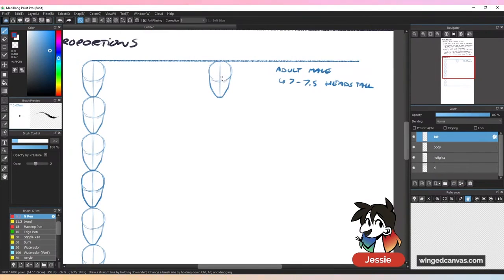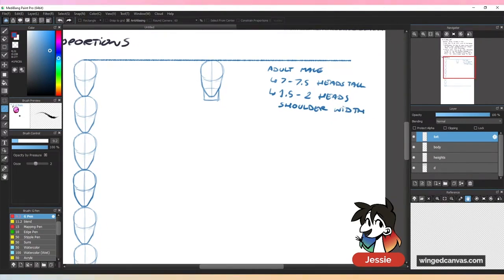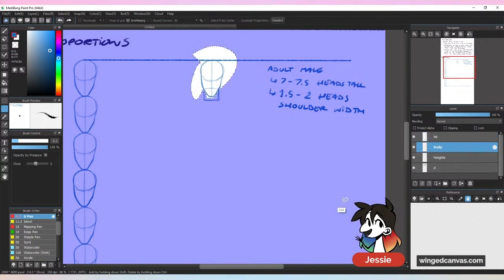So that's our head tower. We draw on the neck, we can kind of bring it down. Again, the neck tends to be about a third of the head height. And our shoulder width is 1.5 to 2 heads. So 1.5 to 2 heads is the shoulder width. So when we take our head, I'm going to be doing like 1.75 heads or something.